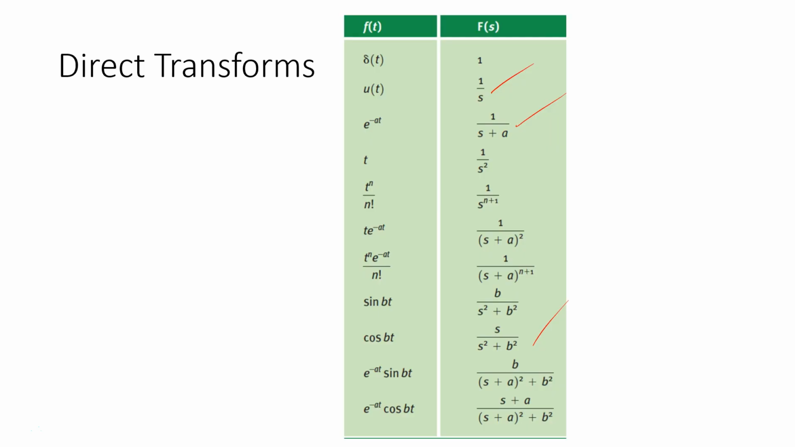So, the ones we did already: u of t, e to the minus at, and cosine bt. You'll see that if you look in the transform tables here, you just see it directly. You have u of t, it tells you what the transform is in the Laplace domain. E to the minus at, t to the n on n factorial.